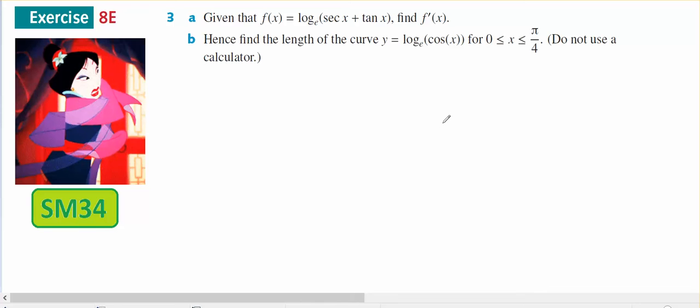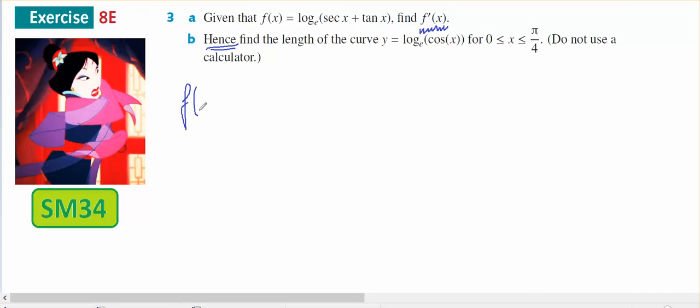This is for Year 12 Specialists. It comes out of 8E, question number 3, and it's using the method of integration called integration by recognition. They tell me to take a derivative, then hence use that derivative to find this length. Okay, so I need to take this derivative.